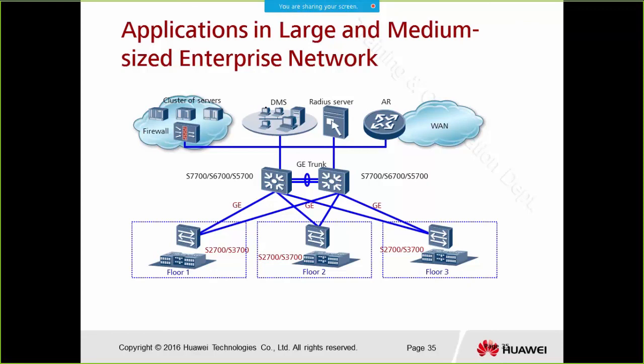And some applications in large and medium-sized enterprise networks: we can deploy S27 or S37 in the access layer. Then in the aggregation layer, we can use S57, S67 or S77. S77 is a chassis switch. Later we will introduce this kind of switch to you. S67 and S57 are box switches.